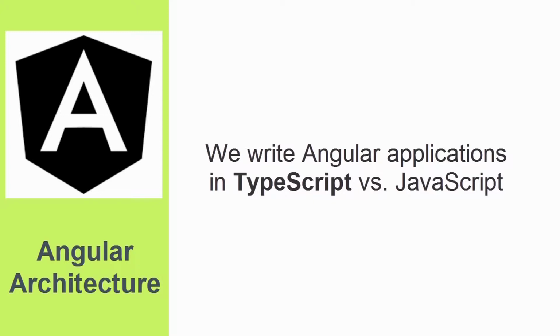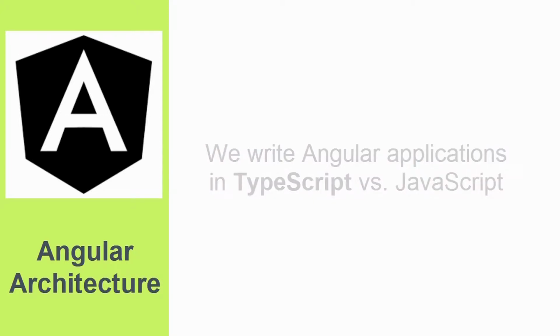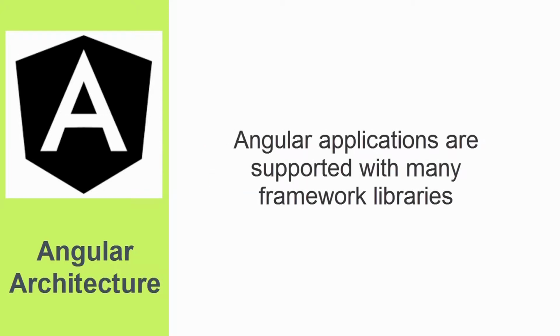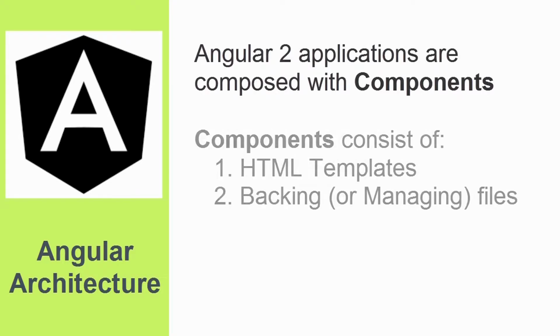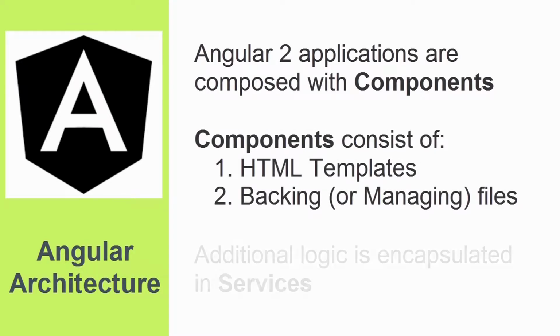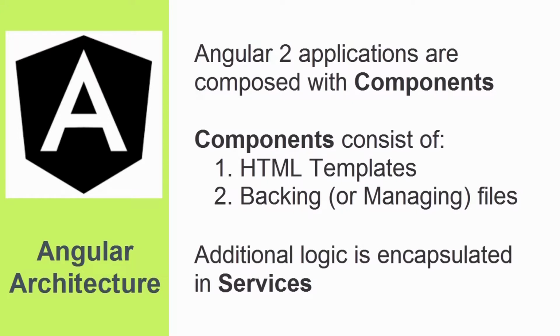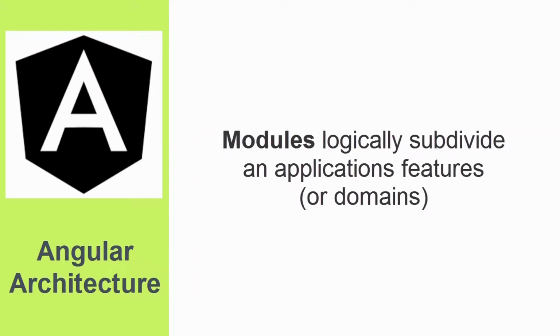The Angular framework is made up of several libraries. Some of those libraries are part of Angular's core, and many are optional. Angular applications are created by writing HTML templates with Angularized markup, and then adding component classes which back those templates, or manage them as it were, then rounding out the functionality of those components with application logic encapsulated in services. Finally, all of these elements are conceptually arranged within modules to logically box out the related features or domains that make up an application's specifications.